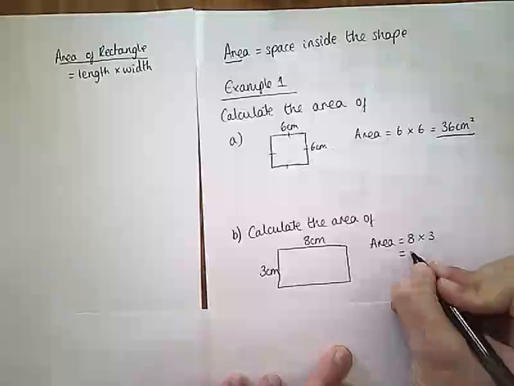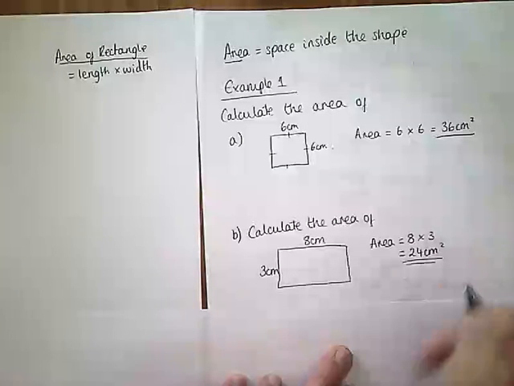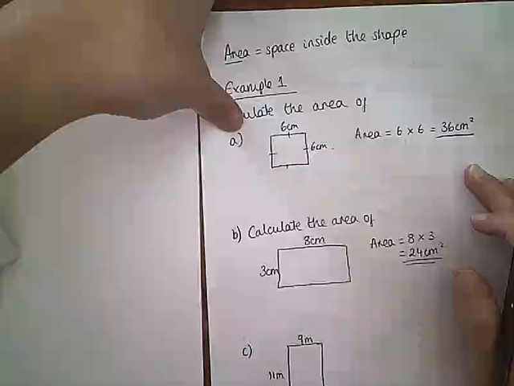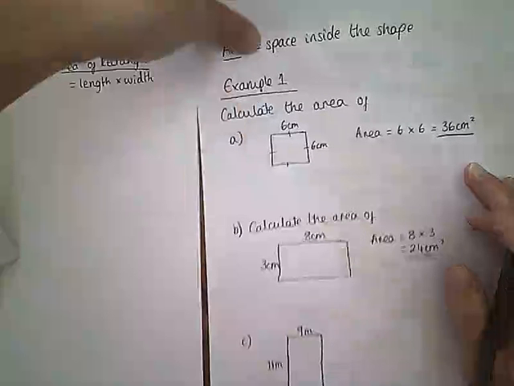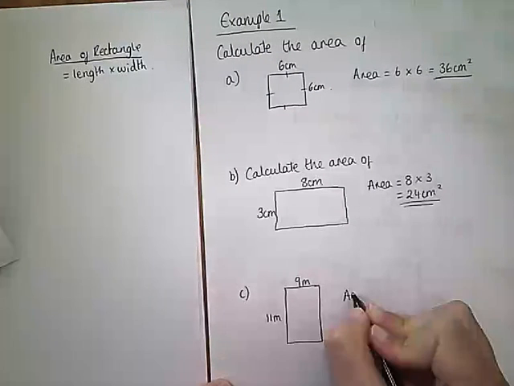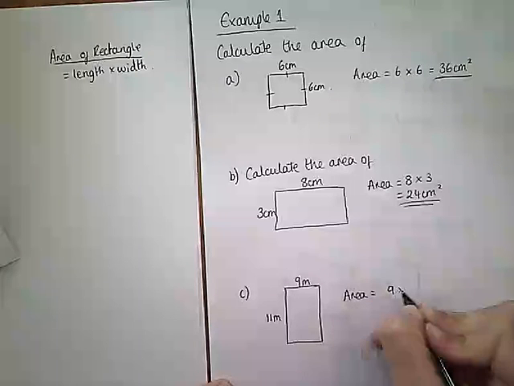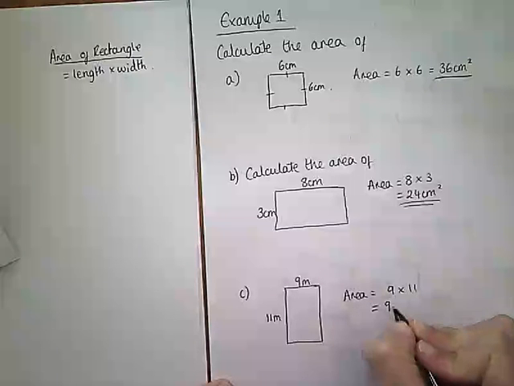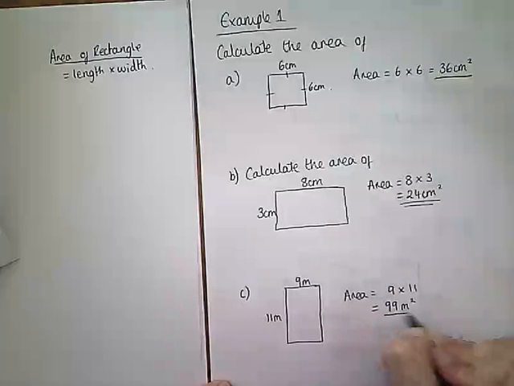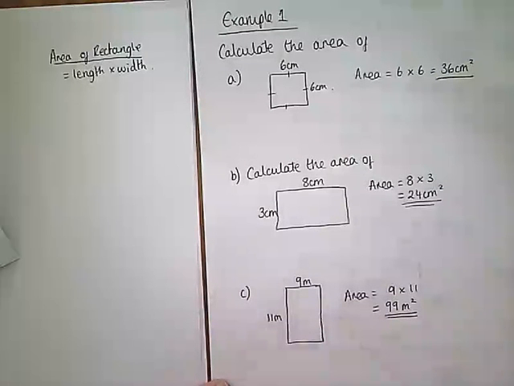Now just to be clear, it does not matter which way up the rectangle is. So here, when I've got a rectangle that's a bit more upright, the area is exactly the same. It is 9 times 11, or 11 times 9, which is 99. Now this is in metres, so the unit of the answer is metres squared. That means we could fit 99 square metres, so a metre by a metre squared, within this rectangle. That is what that means.